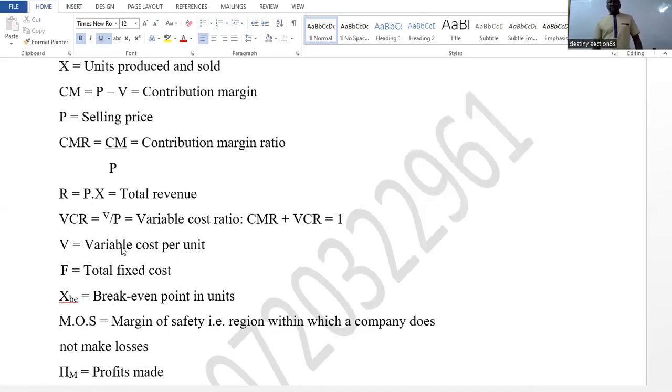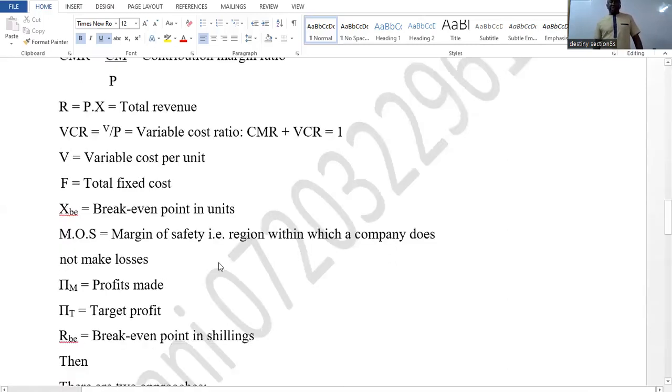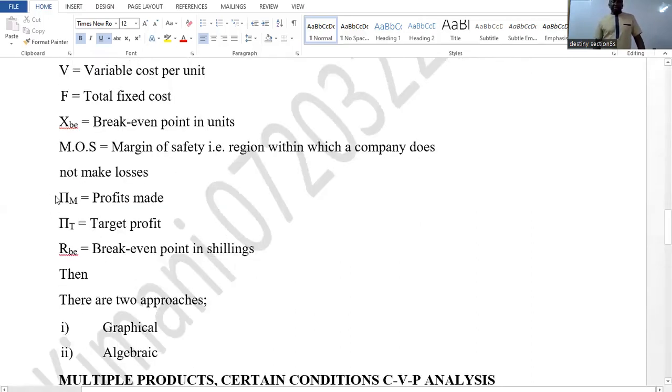Now, V represents the variable cost per unit. F represents the total fixed costs. Then XBE is the break-even point in units. MOS is the margin of safety. That is the region within which a company does not make losses. Pi M is supposed to be the symbol for pi. In my typing, it did not come out well. But when we are writing the formula, it will come out well.